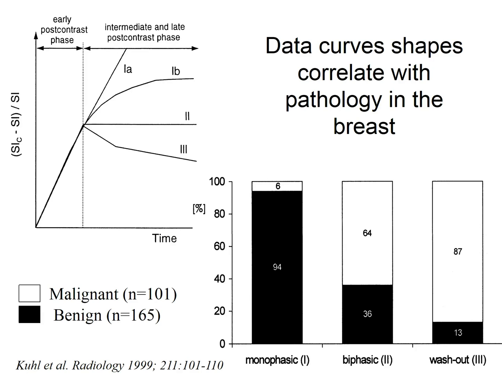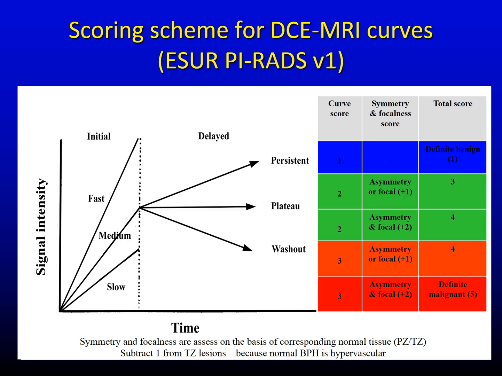Curve shapes we know correlate with the pathology in the breast, and a type 3 curve is much more likely to represent a malignant lesion, whereas a type 1 curve is much more likely to represent a benign lesion. PI-RADS version 1 in fact combined both morphology as well as curve shapes to assign the likelihood of a clinically significant lesion based on the curve shapes.